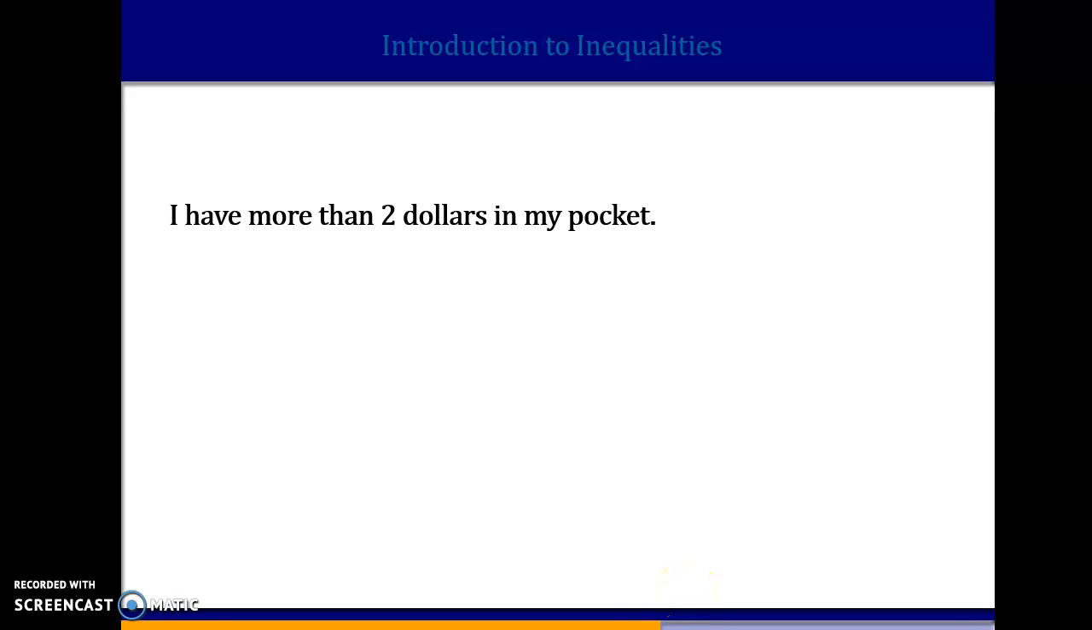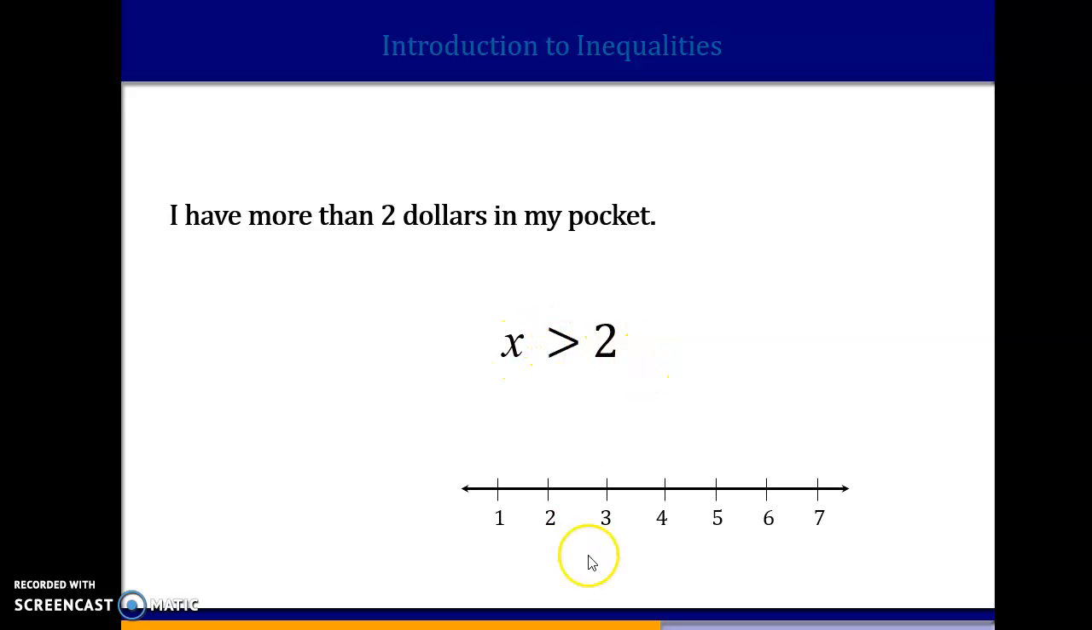I have more than $2 in my pocket. I write number of dollars is greater than 2, and to graph it on a number line, I put an open dot on 2 because I cannot have exactly $2. I have more than that, and then I am shading or drawing an arrow to the right, since all numbers bigger than 2 are to the right. Now keep in mind, in case of money, it can be $2.05, $2.20, $2.50, $2.75. Any of those numbers can be a possible solution.